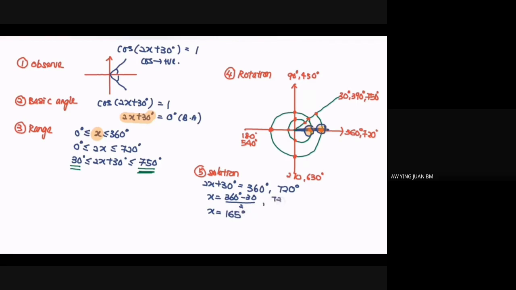Next, we have 720 minus 30 divided by 2. And our answer will be 345 degree. Do remember to express your answer in the form of radian. So the answer will be 11 pi over 12. Another one will be 23 pi over 12.